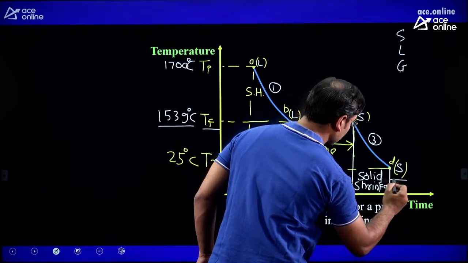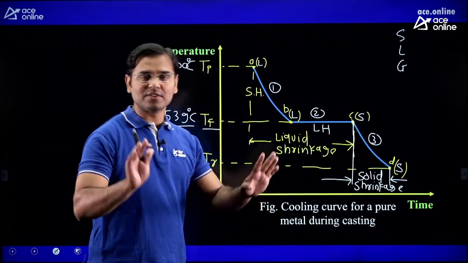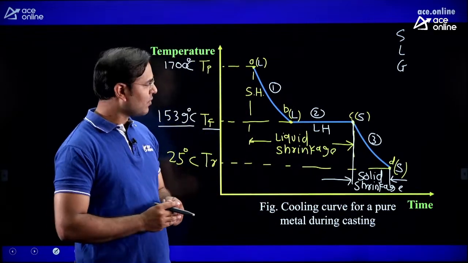Stage 3 is known as solid shrinkage. Here, what is happening?